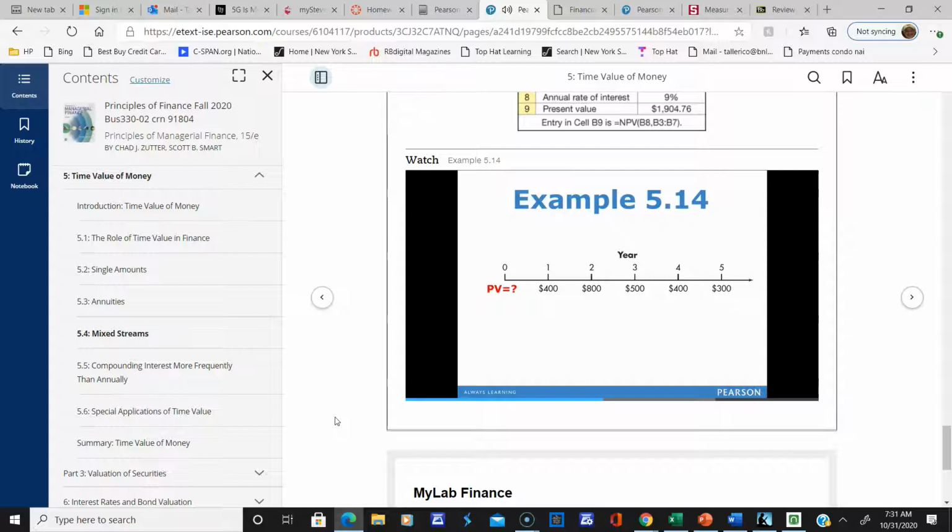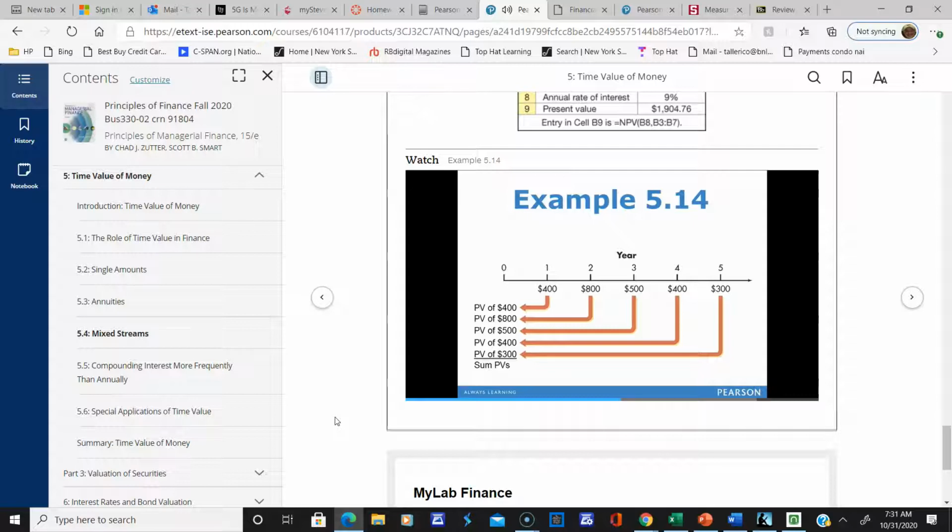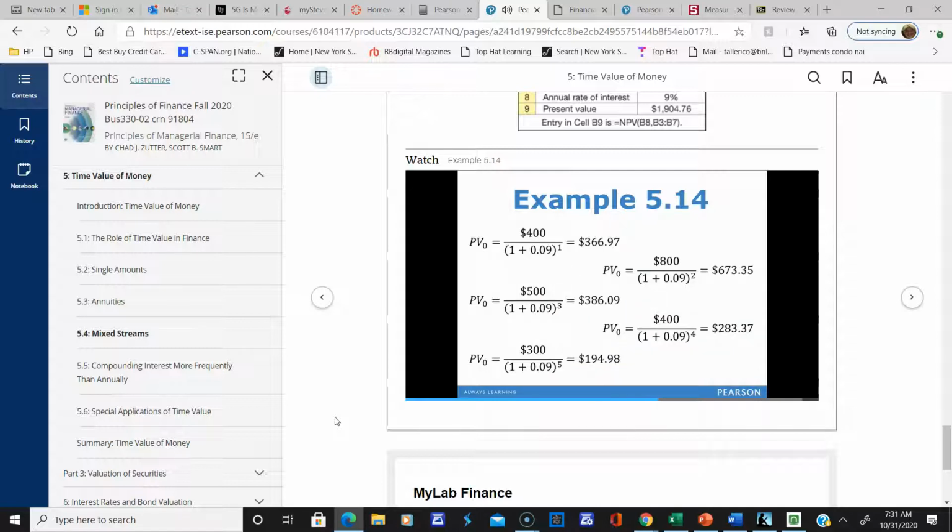In this case, we are told that Freight can earn at least 9% on investments that it makes. To determine how much Freight should be willing to pay today to acquire this future stream of cash inflows, we simply calculate the present value of each cash inflow and then sum the individual present values. For example, the $400 that Freight expects to receive in year 1, when discounted at 9%, has a present value of $366.97. Similarly, the present value of the $800 cash inflow that Freight expects to receive in year 2 is $673.35.